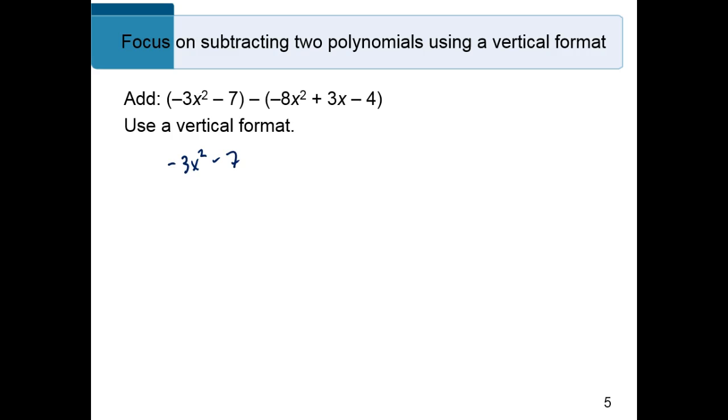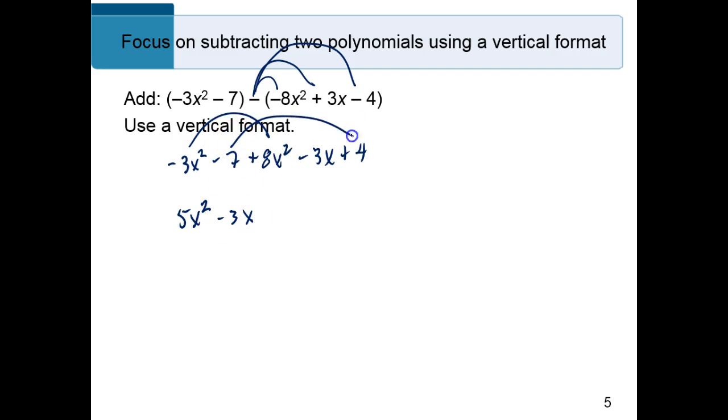Now, if you're doing it horizontally, what I would do is distribute the minus sign into the second term. That would become plus 8x squared minus 3x plus 4. And now combine like terms. Here's an x squared, there's an x squared. Those add to be minus 3 plus 8, 5x squared. Then find an x term. Only got one, minus 3x. Now find your constant terms. What does that become? Minus 3.